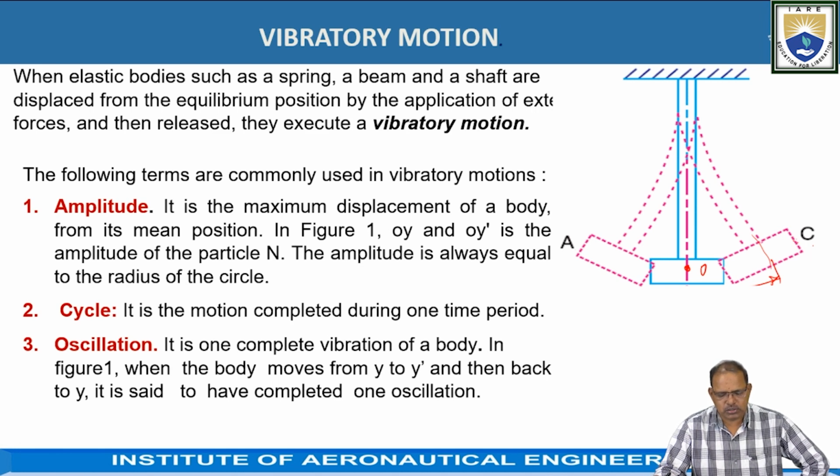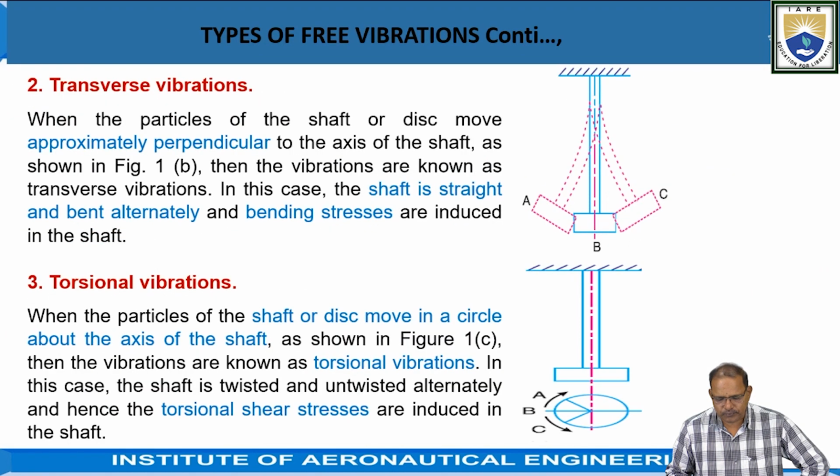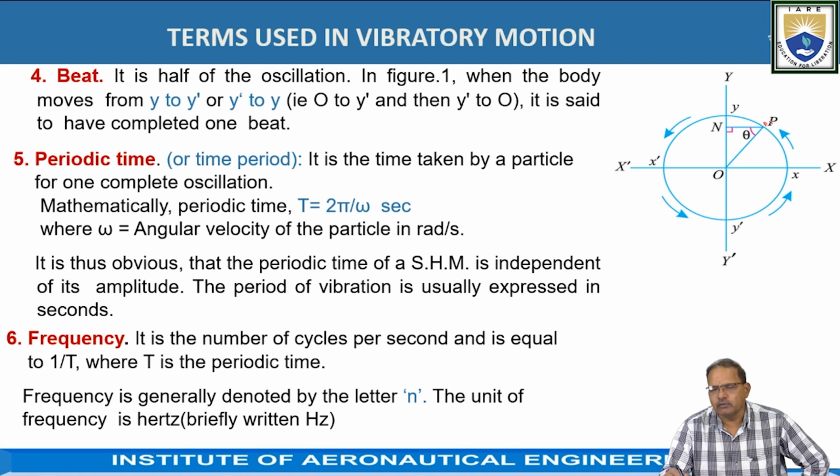Cycle means the motion completed during one time period. Oscillation is a complete vibration of the body. In figure number 1, when the body moves from Y to Y dash position and then back to Y, it is said to have completed one oscillation. I am giving the definitions once again using this figure. The point P is moving along the circumference of the circle in the counterclockwise direction with uniform velocity. Its projection just moves along the vertical diameter as shown in the figure.